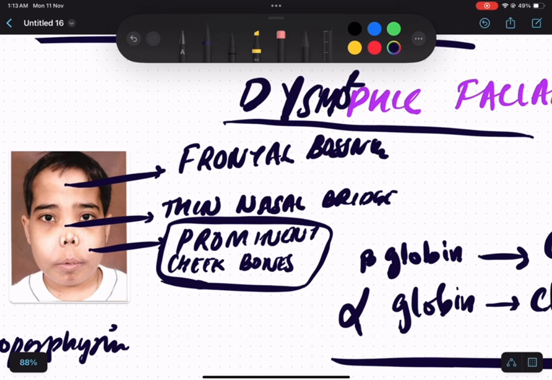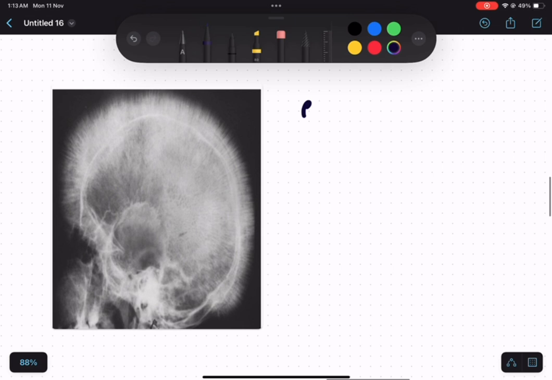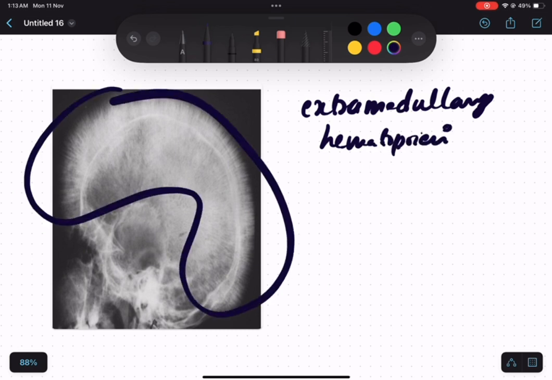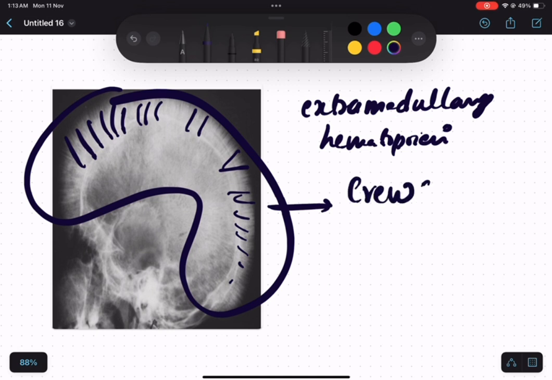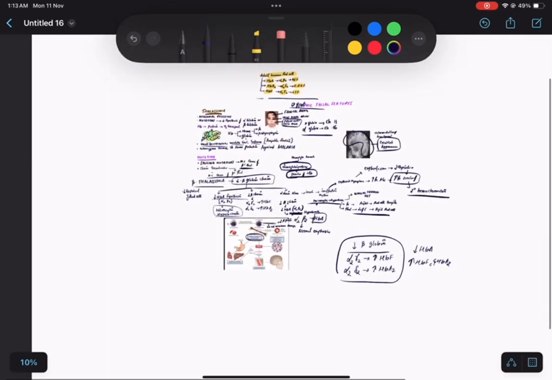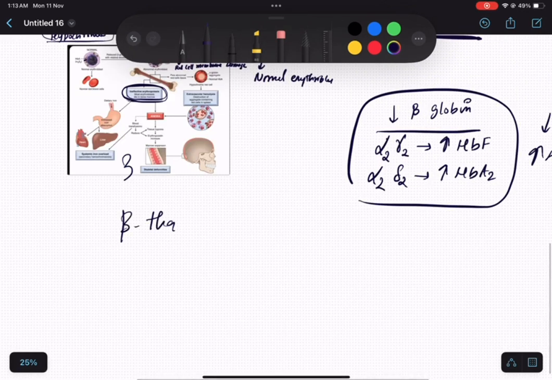And I already said the patients, mostly children, present with dysmorphic facial features and anemia. We can also see, as I already said, extramedullary hematopoiesis. The hematopoiesis in thalassemia shifts to this site. We can see a crew cut appearance, like army people who used to have a haircut like this. It's known as crew cut appearance.